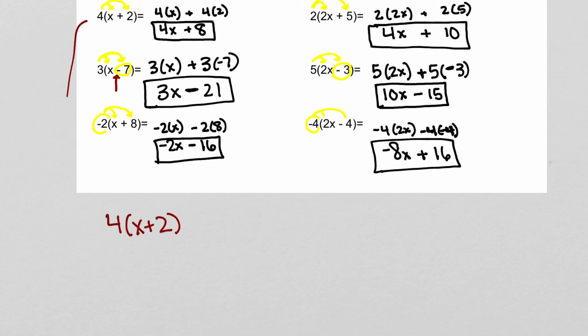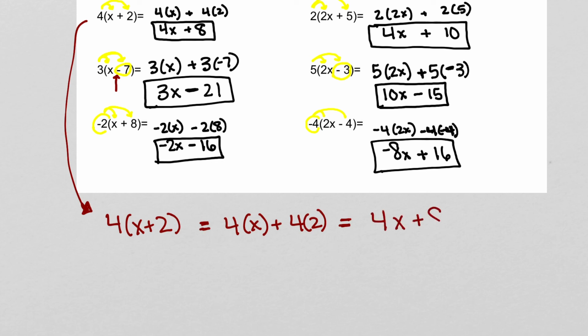I'm going to just take this first one. 4 times x plus 2. Well, my next step gave me 4 times x plus 4 times 2. And I could do that in my head. The longer I've done this, the more used to it I get, the more I can probably take a shortcut there. But then I finally ended up with 4x plus 8.